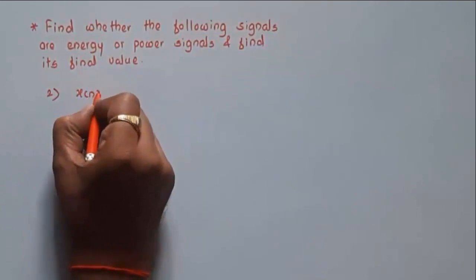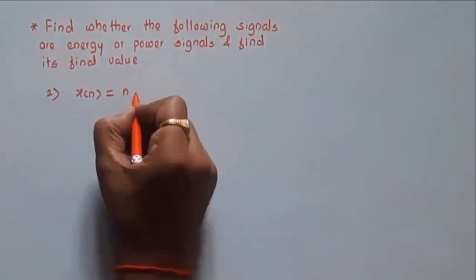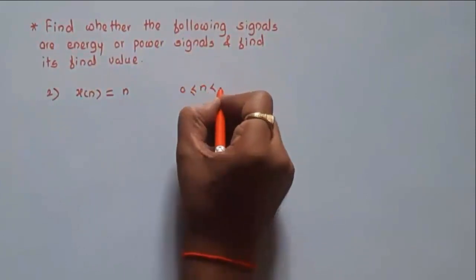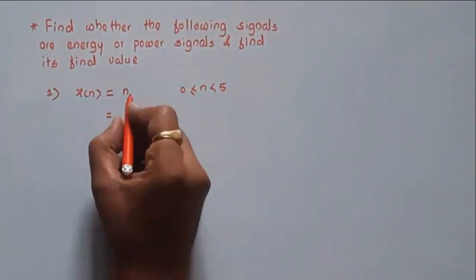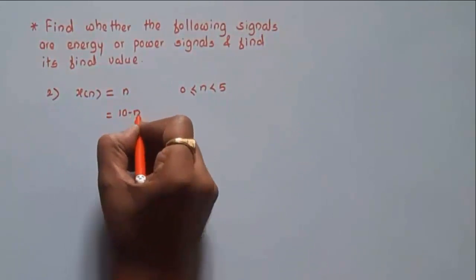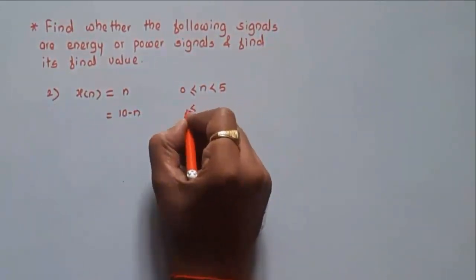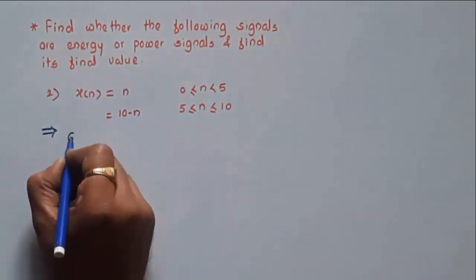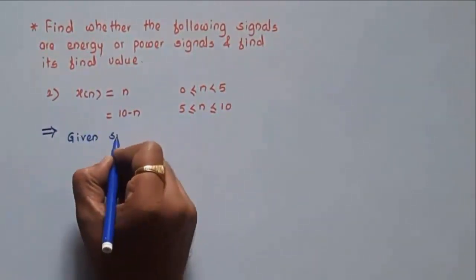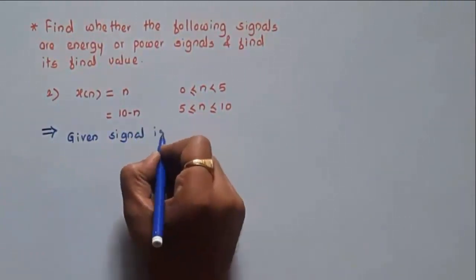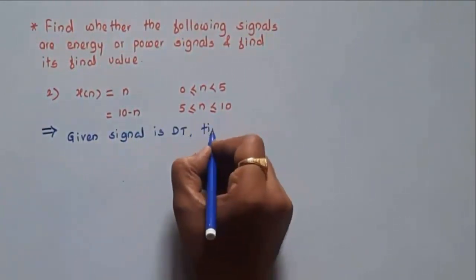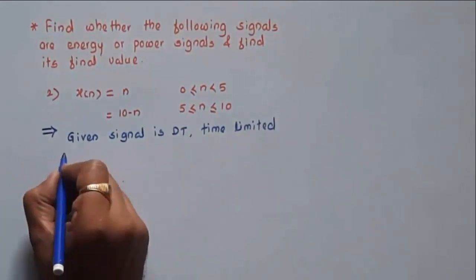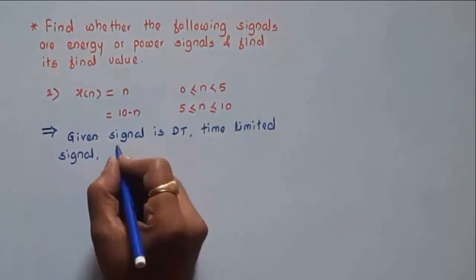Let's go for the next example. x of n is equal to n for n greater than or equal to 0 and less than 5. x of n is equal to 10 minus n for n greater than or equal to 5 and less than or equal to 10. Given signal is a discrete time signal and it is time limited. Hence, this signal may be an energy signal.